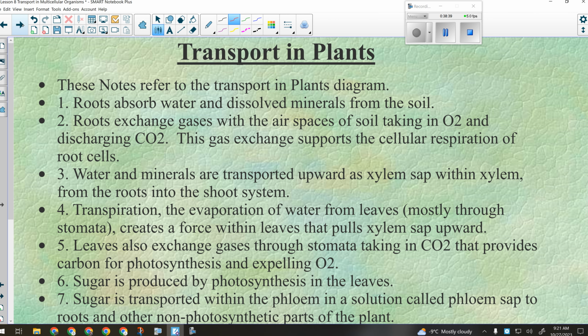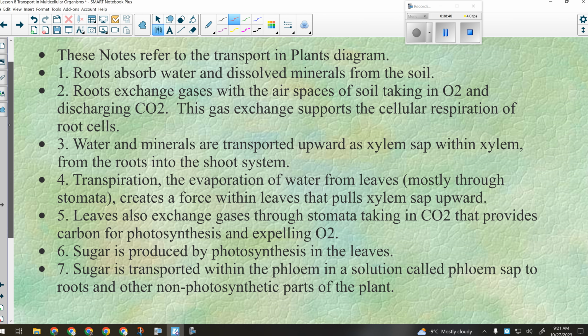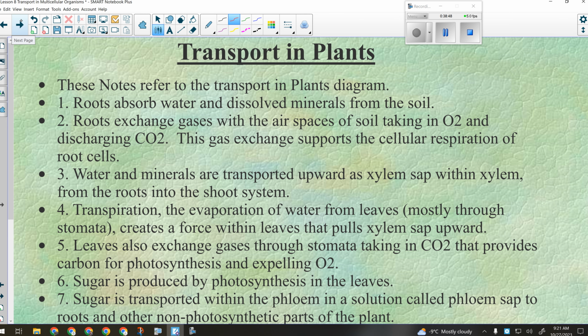So that's your processes right there, the diagram, how it looks. And these are the steps. We've already talked about those, but they're in your notes. They correspond to the diagram in your notes.